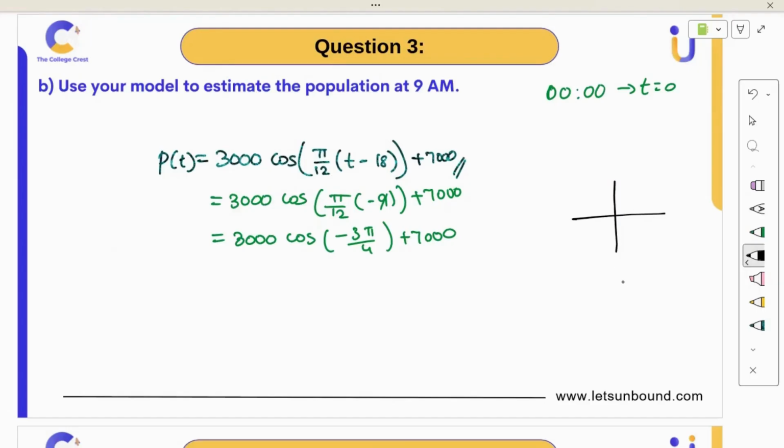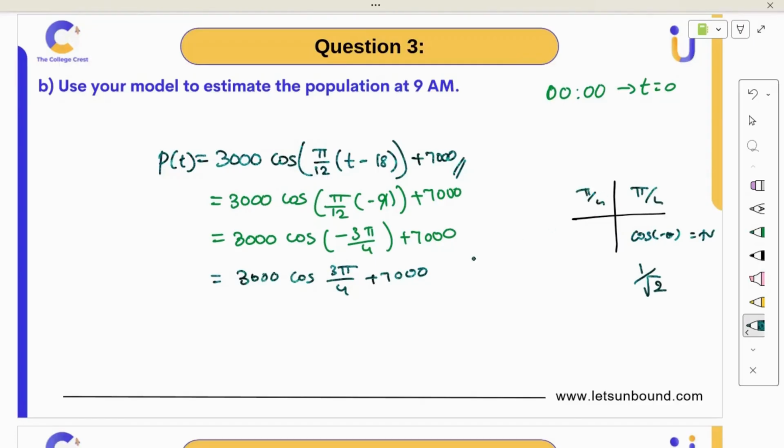So 3 pi by 4. I know cos pi by 4 is 1 over root 2, right? Now minus 3 pi by 4. Cos of minus theta is the same as cos theta, and it's positive. So 3000 cos 3 pi by 4 plus 7,000. 3 pi by 4 will be here, so this becomes 3000 times negative cos pi by 4, because 3 pi by 4 takes place here. And I know cos pi by 4 and sin pi by 4 are the same, 1 by root 2. So you can plug in 3000 times negative 1 by root 2 plus 7,000.